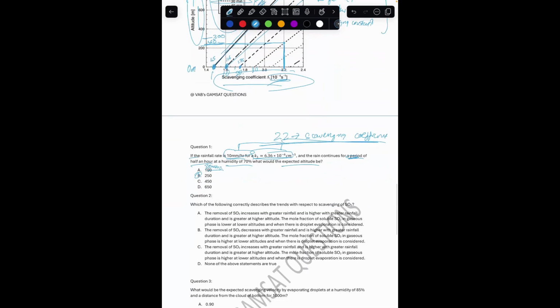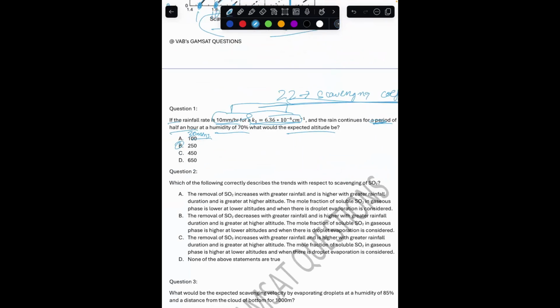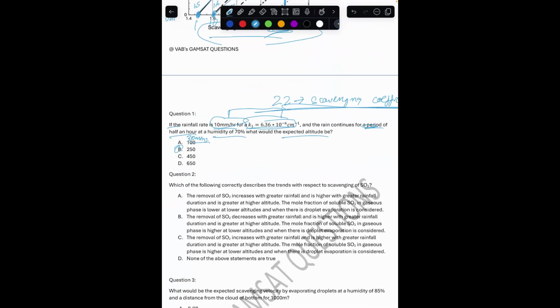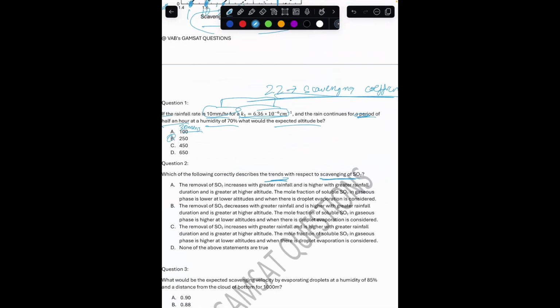All right, question 2. Let's do the same thing. Which of the following correctly describes the trends? The key word here is trends with regards to the scavenging of SO2. Okay, let's read option A. The removal of SO2 increases with greater rainfall and is higher with greater rainfall duration and is greater at a higher altitude.